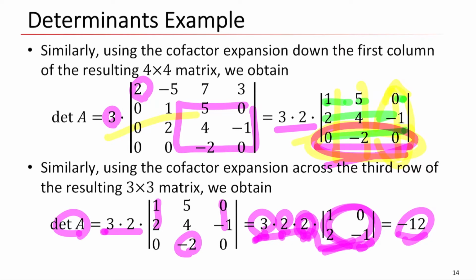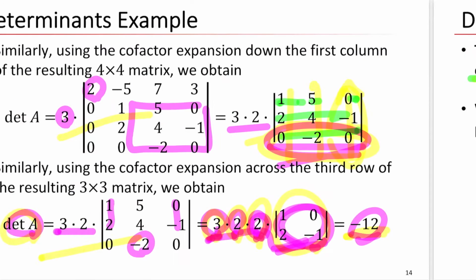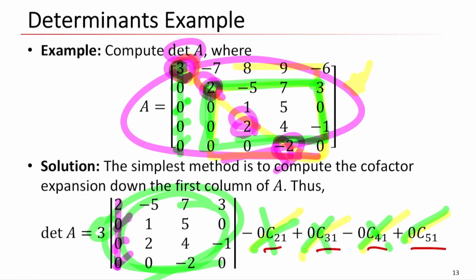So here and here, finally, the determinant of matrix A is 3 times 2 times 2 times the determinant of this very small matrix, right? So we can easily find the determinant of A. To summarize, if matrix A is a triangular matrix, then the determinant of matrix A is the product of the entries on the main diagonal of matrix A. Something like this, right?